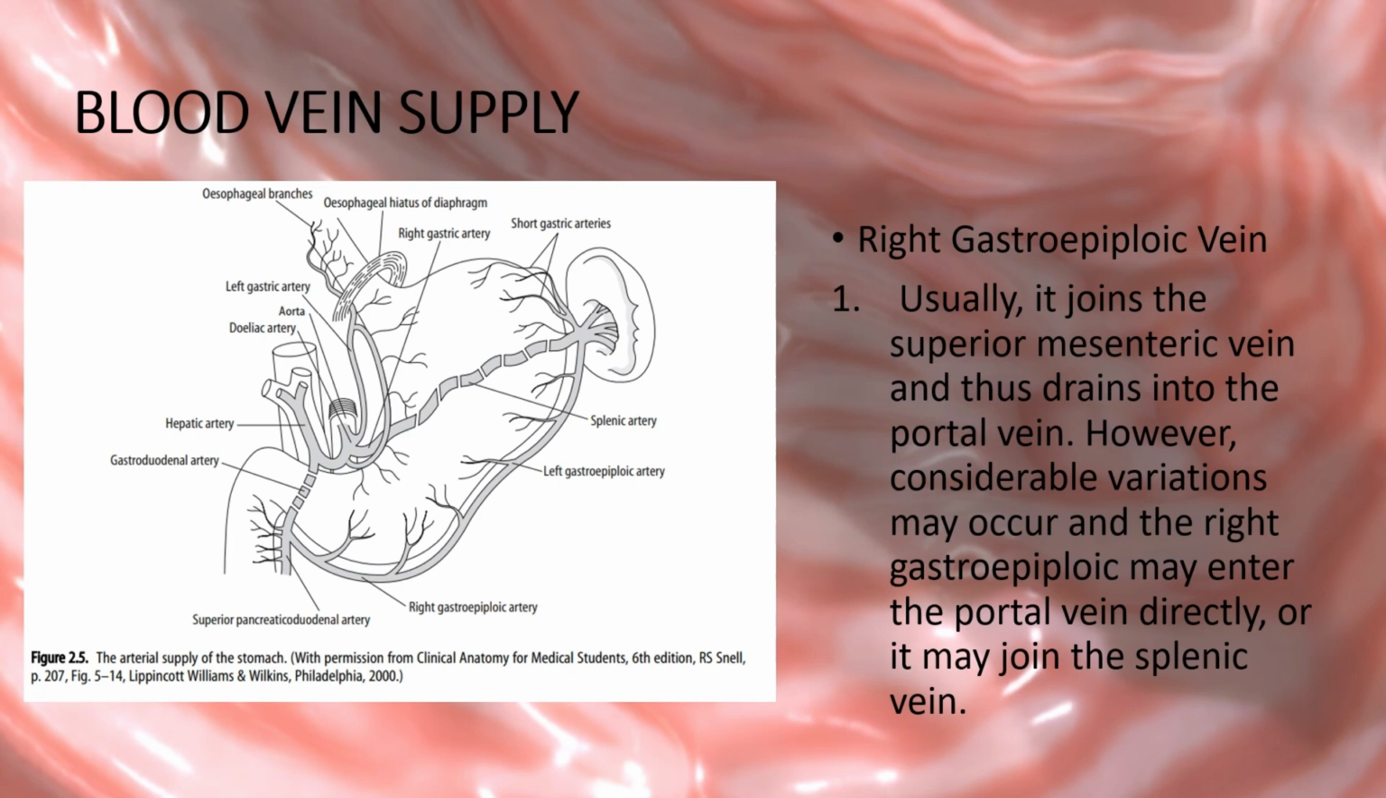We have then the right gastroepiploic vein. Usually, this gastroepiploic vein joins with the superior mesenteric vein and thus drains into the portal vein. However, there are considerable variations that may occur, as the right gastroepiploic may enter the portal vein directly, or it may join with the splenic vein.